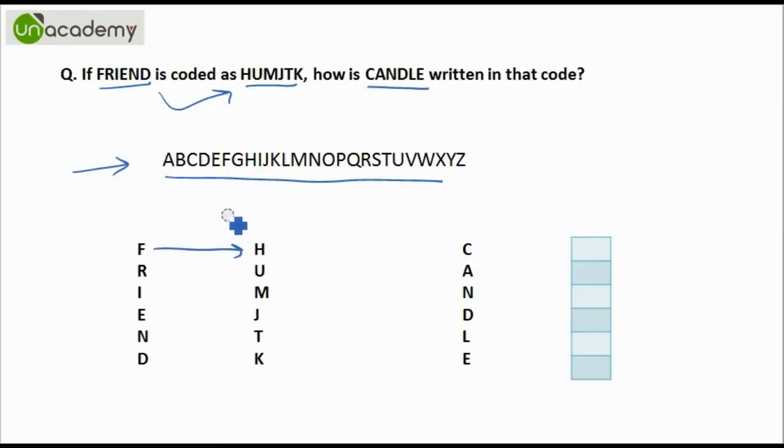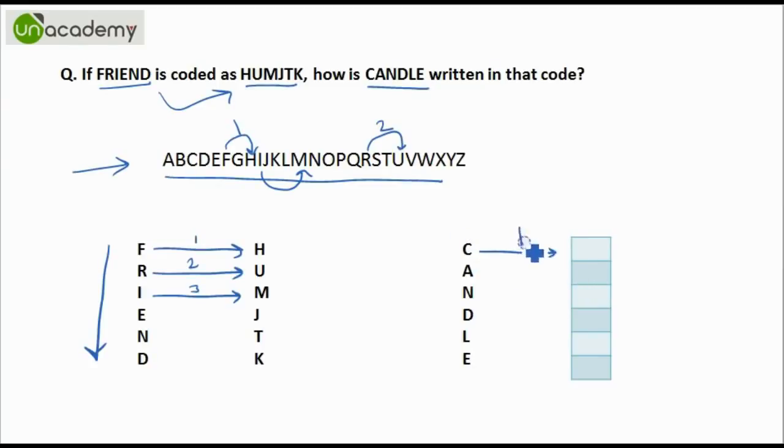So F has been coded to H, that is one jump. R has been coded to U, that is two jumps. I has been coded to M, that is three jumps. So we see the pattern that incremental jumps are happening for each next letter of the word. We will follow the same pattern for the word candle and try to form the code.